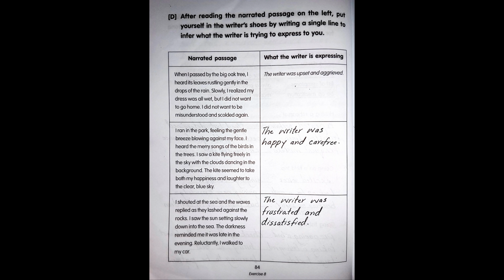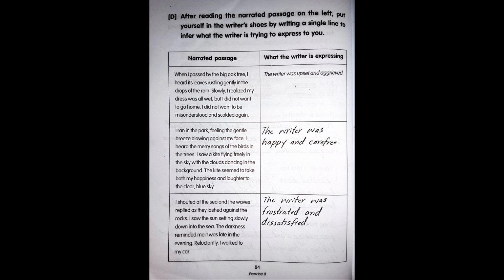I ran in the park, feeling the gentle breeze blowing against my face. I heard the merry songs of the birds in the trees. I saw a kite flying freely in the sky with the clouds dancing in the background. The kite seemed to take both my happiness and laughter to the clear blue sky. What the writer is expressing: the writer was happy and carefree.